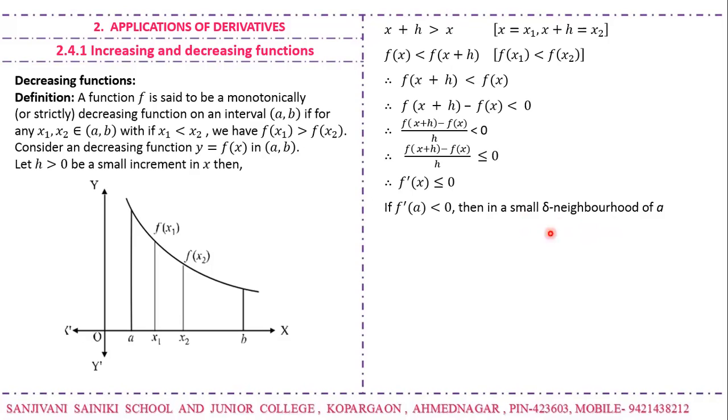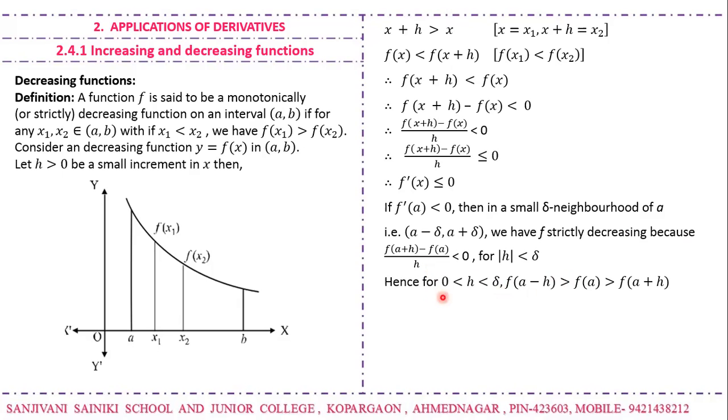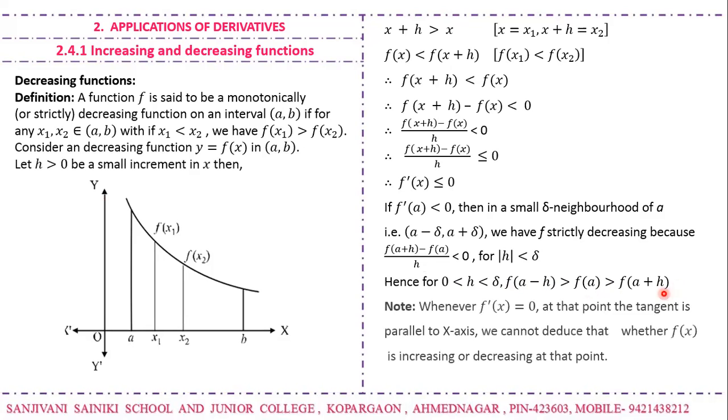Then in a small delta neighborhood of a, again the open interval a minus delta to a plus delta, f is strictly decreasing in this case. So when 0 is less than h less than delta, f of a minus h is greater than f of a, which is greater than f of a plus h.